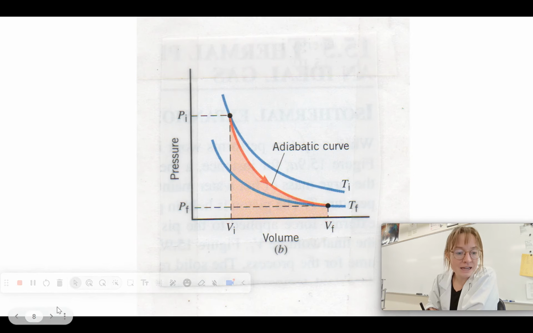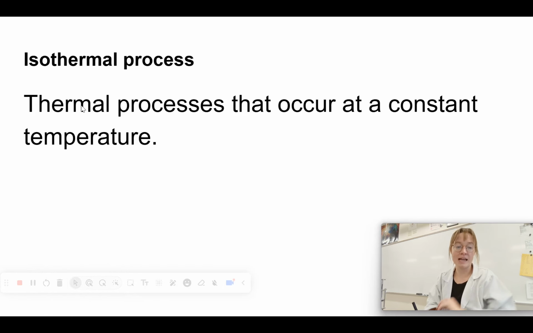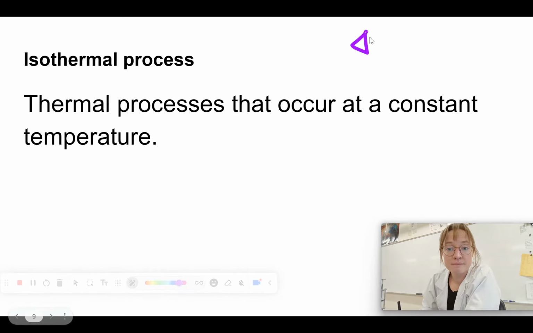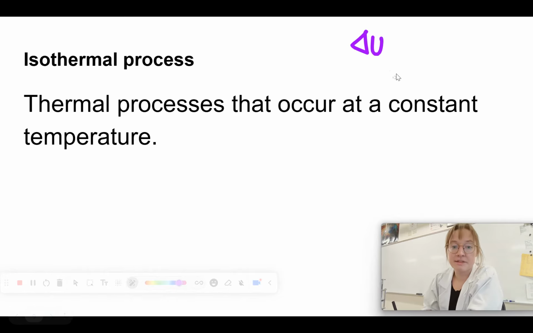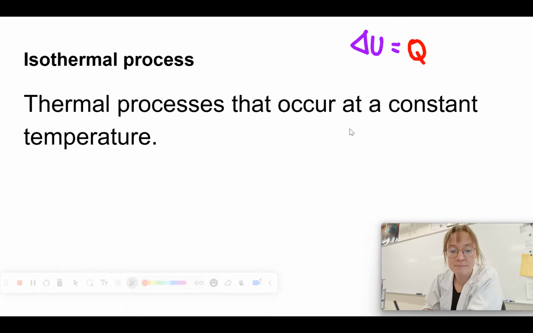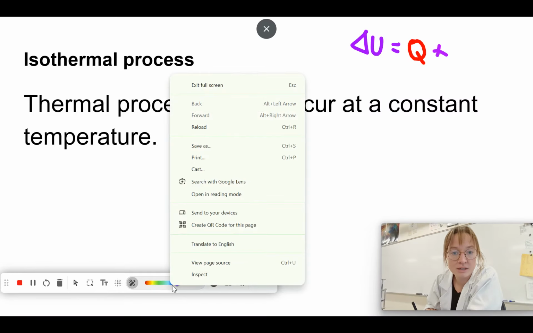The last type of process that we are going to take a look at today is an isothermal process, and I'm going to write my delta U equation. An isothermal process is a process that occurs at the same temperature. The temperature does not change.